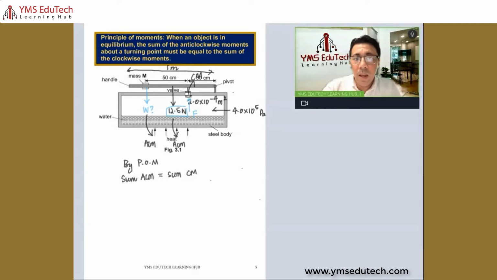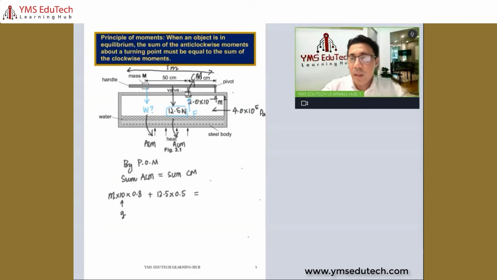Let's add the anti-clockwise moments together. The mass exerts a weight of m times 10, where 10 is the gravitational field strength, multiplied by the distance. The distance from the pivot is 0.8 meters. Plus the moment due to the weight of the handle, 12.5. And because this is a uniform handle, the weight acts at the center of the handle. Therefore, the distance to the pivot is 0.5 meters.